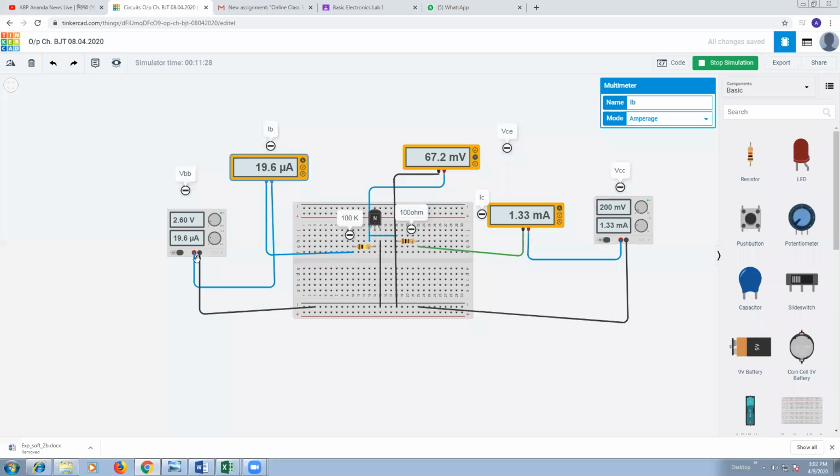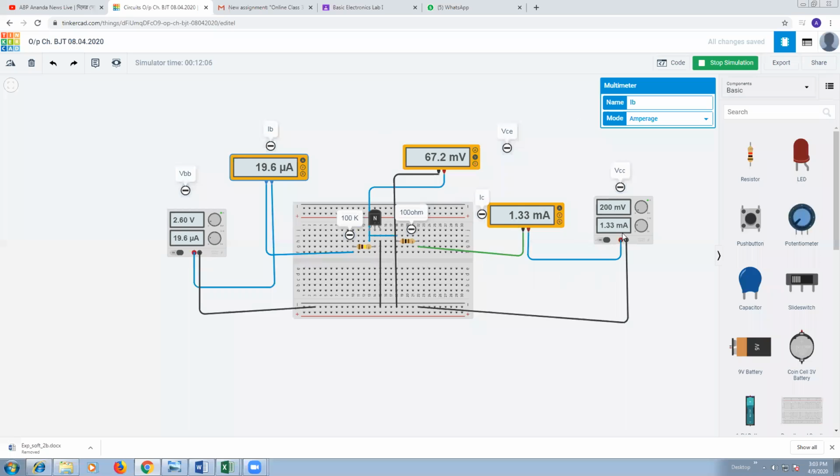So the positive terminal of VBB, you can see, is connected with the positive terminal of the ampere meter, which is denoted here IB. Then the negative terminal is connected with one terminal of this 1 kilo ohm resistor. Mind the color code of this resistor. Then the other terminal is connected with the base terminal, and the emitter terminal is connected with the negative terminal of VBB here.